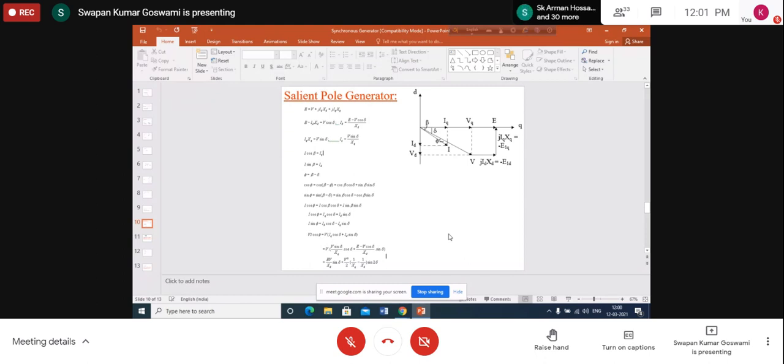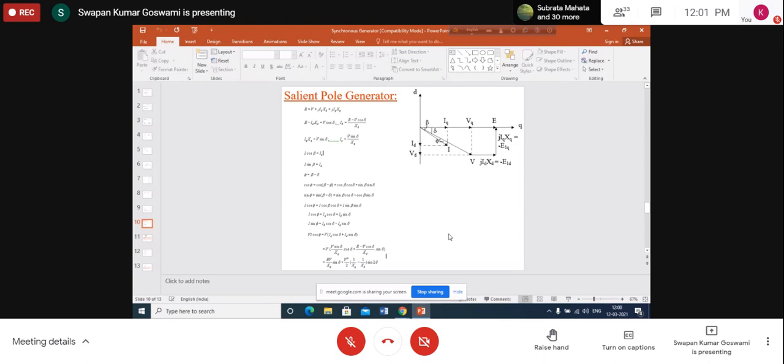That means stability of this machine is higher. Okay, that is what we can say. So we can say that active power control will be same for cylindrical rotor machine and salient pole machine, but the zone of stable operation is somewhat less in case of salient pole machine.